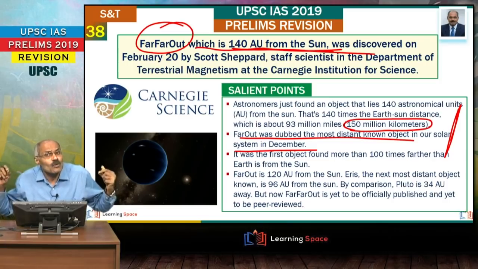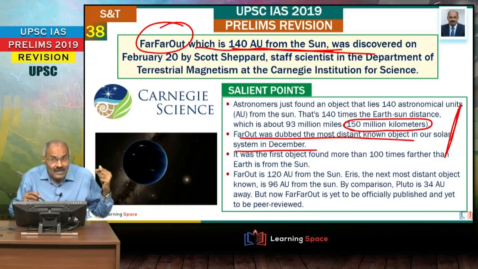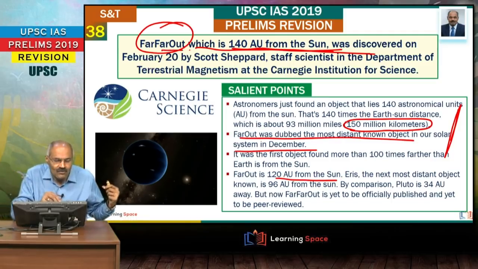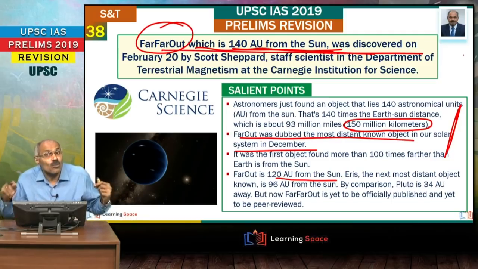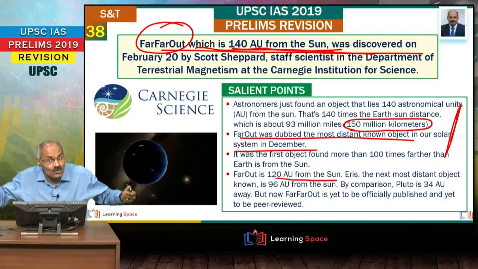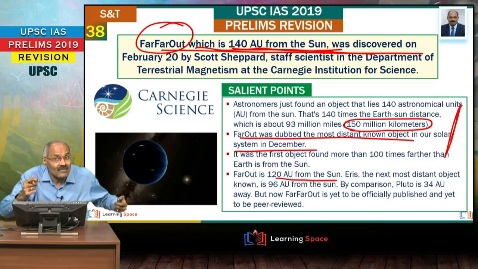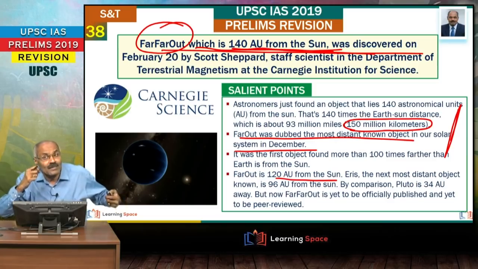But now, as per the news reports, this Far Out is 140 astronomical units. Friends, this is yet to be confirmed. So, earlier Far Out was 120 astronomical units from the Sun, and as per the unconfirmed news reports, this is the most distant object in the solar system, but it is yet to be confirmed by the scientific community. This is the important point, please don't forget, right?